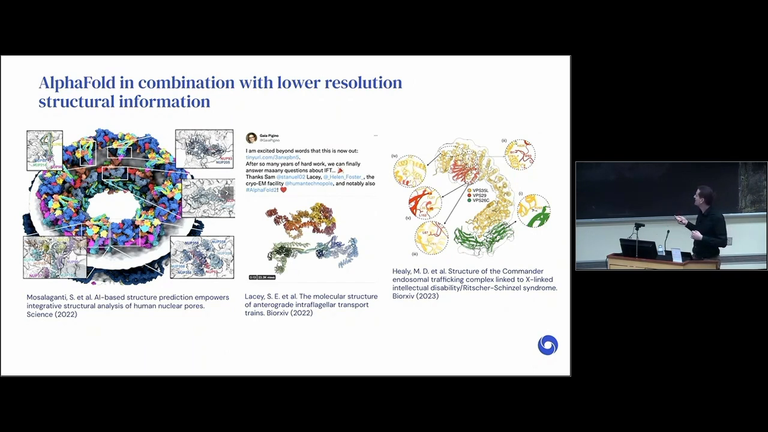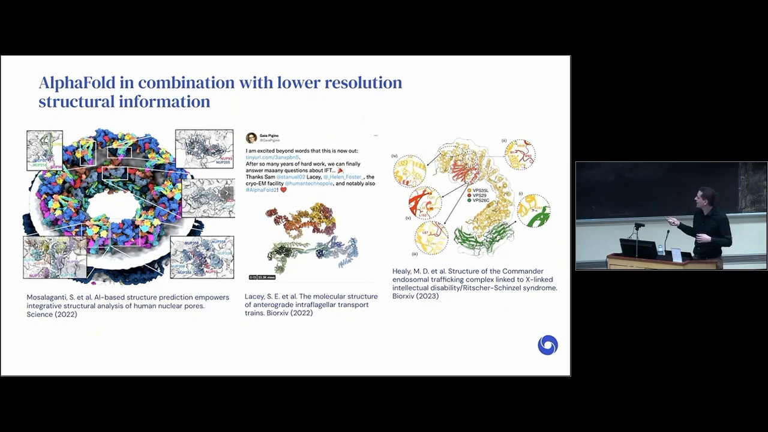And often you'll get places like, here's the AlphaFold structure. I don't know if I believe that. And then look, it fits right in the density. And so you're both validating the AlphaFold structure and giving atomic detail to these interactions.